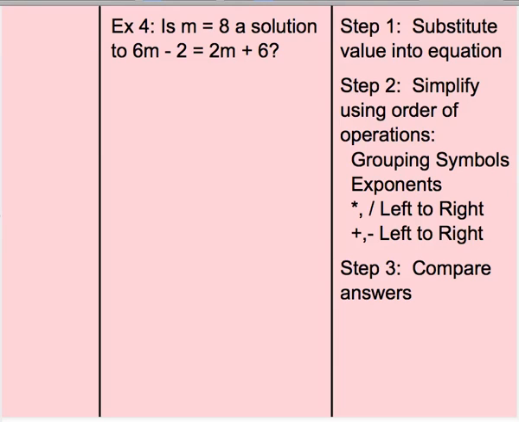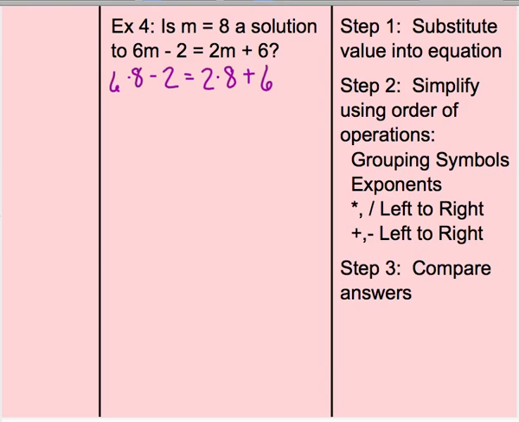Step 1, substitute the value into the equation. Everywhere that I see an m, I will substitute 8. So I'm going to start off with 6 times 8. Again, remember when you see a variable next to a number, it means multiplication. So both sides of the equal sign, when I substitute the 8 in for m, I will add in that multiplication symbol.